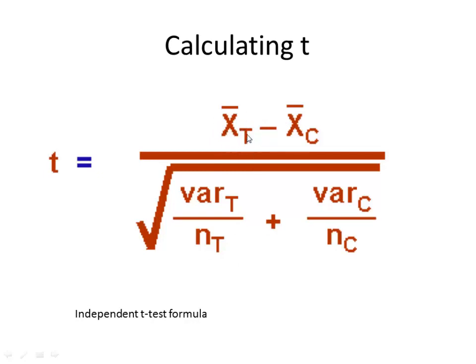You have the mean of the treatment group and the mean of the control group on the top there, divided by the square root of the variance of the treatment group, divided by the number of people in the treatment group. So you've got the mean, you've got the variance or standard deviation, and you've got the sample size. And down here you also have the variance and the sample size of the control group. So all those 3 elements that we talked about, the mean, the variance or spread, and the number of people in your sample, are all represented.